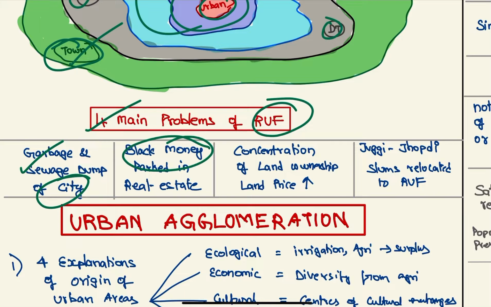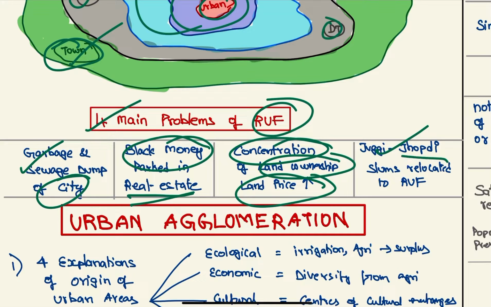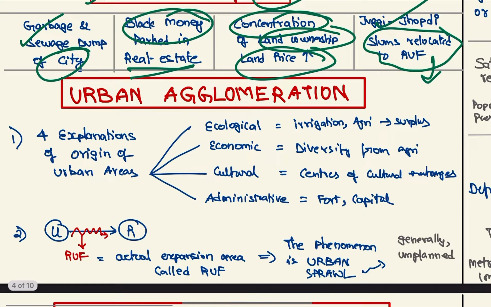The four main problems of RUF are: these are the garbage and sewage dumps of the city. Black money will be parked in real estate. Land ownership will be concentrated, and due to this, land price will go up. Jhuggi jhopdi, that is slums, are related to RUF because of the low land cost compared to the main city.